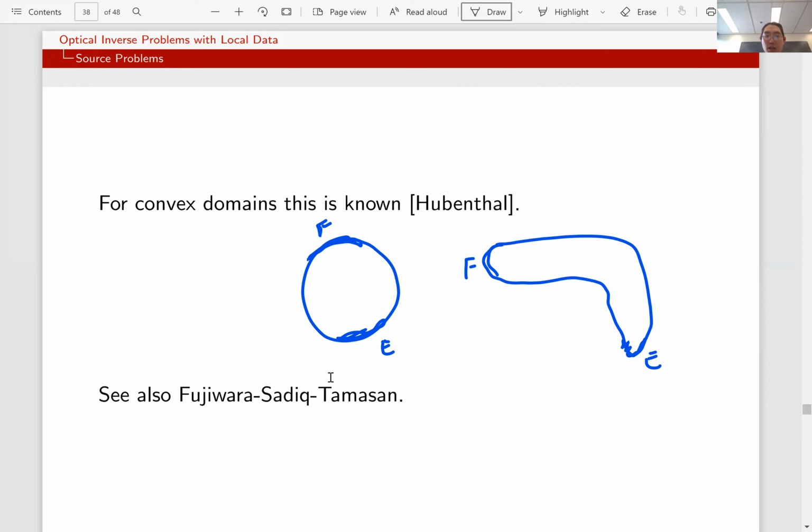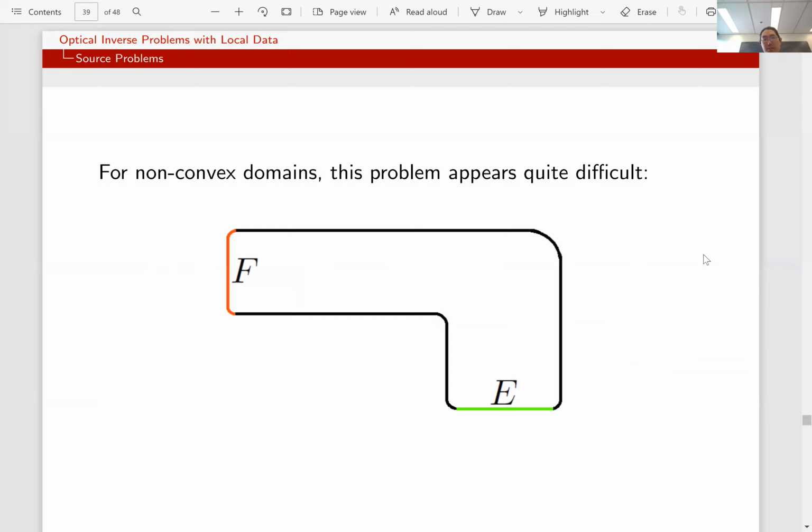So if you can see all of F from all of E, and you say, okay, it's basically the ballistic term plus some perturbation, then you can recover the source on F from the ballistic part. If you have a situation like this where you can't see F from E, right, the ballistic part is no help to you. And so this accounts for the difficulty in the non-convex case. So I maybe drew a little bit of a more professional looking picture here. So for non-convex domains, the problem is quite difficult, precisely because the ballistic part of the solution from F is not visible from E.